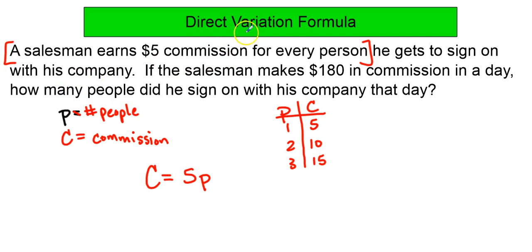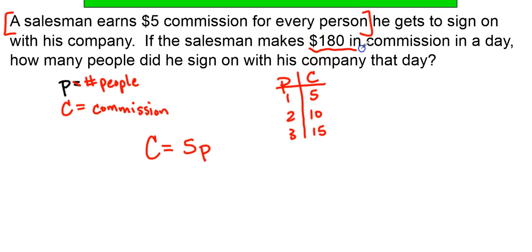So this is the equation or the formula that we're going to work with. This is an example of a direct variation formula because one variable, the commission, is directly affected by the number of people. So it's called direct variation. Just to finish this example real quick, we know that the total commission was $180. We want to know how many people they signed up, so we want to solve for the number of people. In order to solve for that variable, P, I need to undo whatever's being done to it. We know that this is being multiplied, so in order to undo multiplication, we need to divide by 5 and divide by 5.